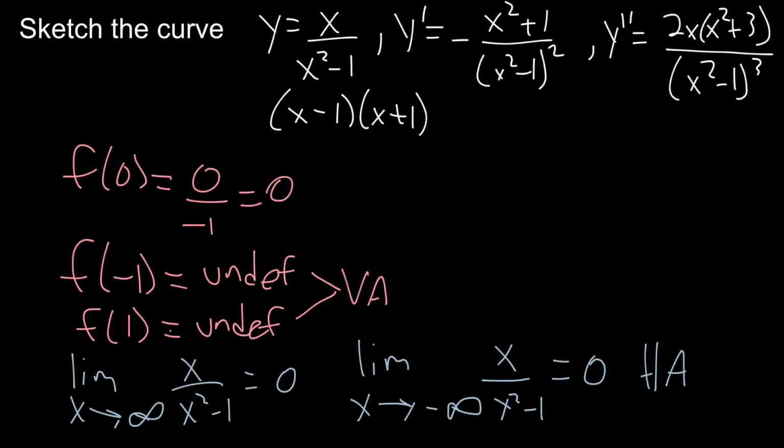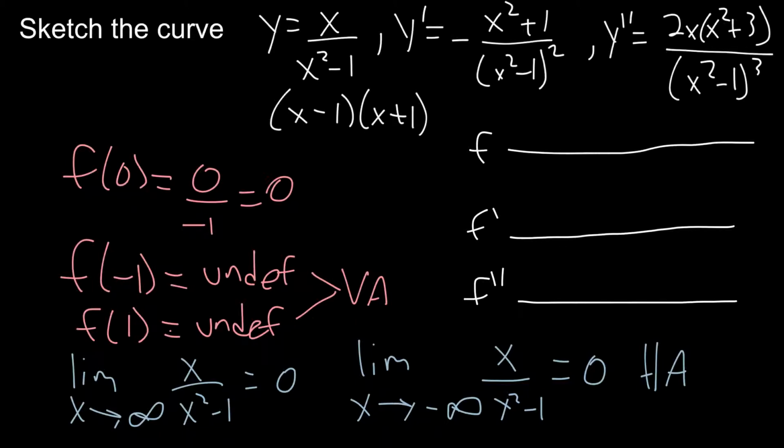We're also going to want to draw the sign diagrams of f, f prime, and f double prime. So here we have f, f prime, and f double prime. Now for f, we're going to have a root at 0. It's going to be undefined at positive 1 and at negative 1. For f prime, we're not going to have any roots from the numerator, but we are going to have it undefined, again at 1 and minus 1, and both of these are even powers. For f double prime, we'll have a root at 0, and will also be undefined at 1 and at minus 1.